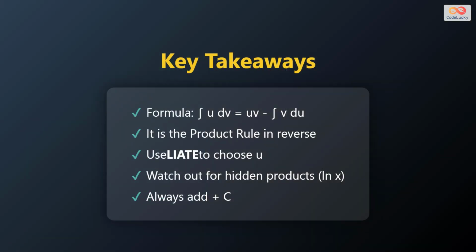To wrap up, integration by parts is the product rule in reverse. Always use LIATE to pick your u to ensure the integral gets simpler, not harder. Watch out for single functions like natural log or inverse tangent where you need to multiply by an invisible one. And as always in indefinite integration, do not forget to add the constant c at the end.